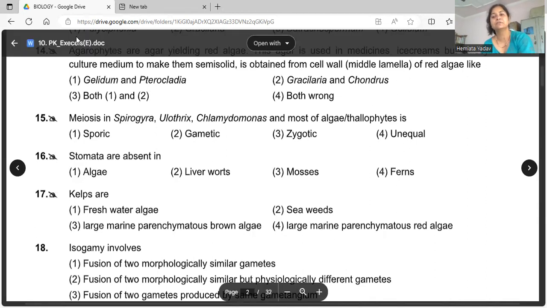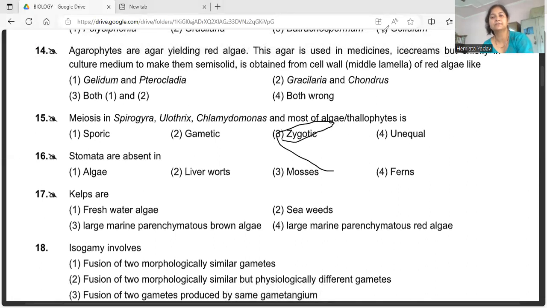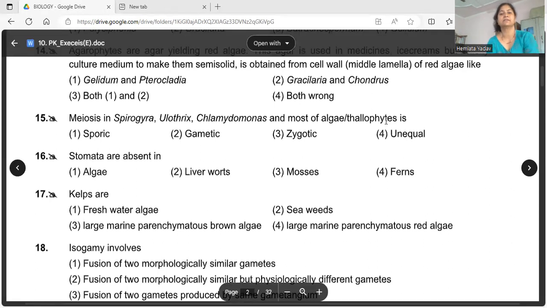So we have discussed 15 questions from this. So it is a zygotic meiosis. This is the answer. So now we will come to our notes which we were discussing.